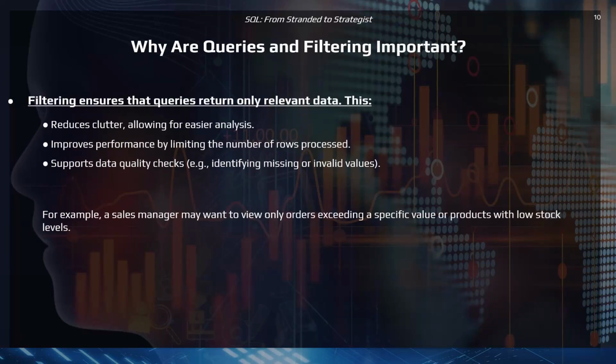Here's why queries and filtering are important. Filtering ensures that queries return only relevant data. This reduces clutter, allowing for easier analysis, improves performance by limiting the number of rows processed, and supports data quality checks, for example, identifying missing or invalid values. For example, a sales manager may want to view only orders exceeding a specific value or products with low stock levels.